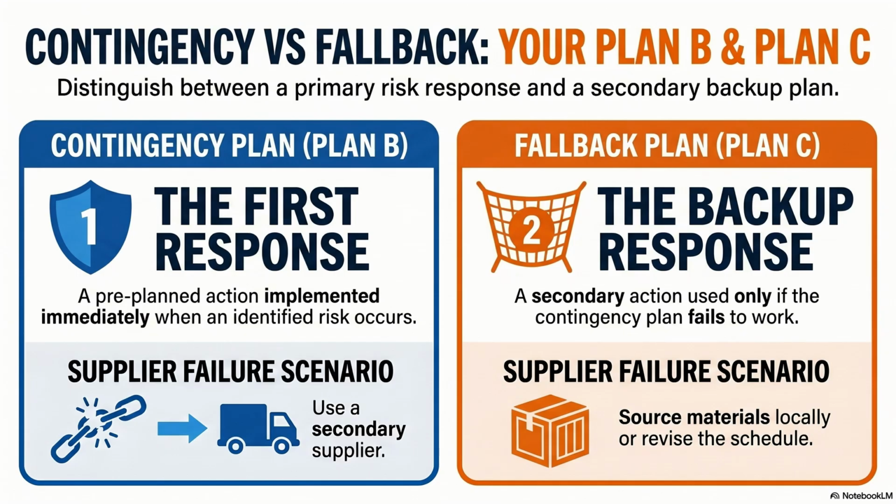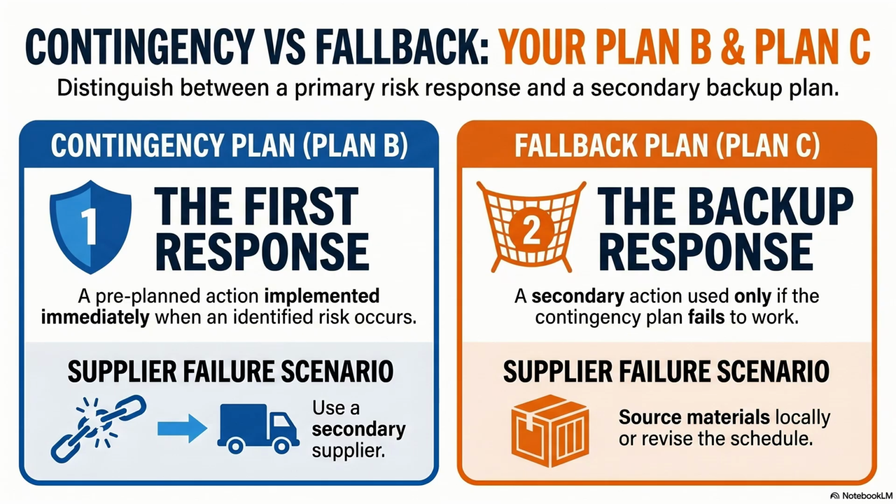Now, this slide explains an important distinction between a contingency plan and a fallback plan. These two are related, but they are not the same. Contingency plan, or what this slide calls Plan B, is the first response prepared in advance if an identified risk occurs. In other words, this is the action we intend to use first when the risk happens. It is a pre-planned response, not something created at the last minute.